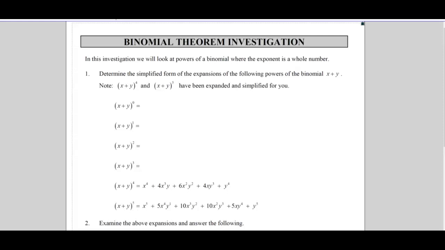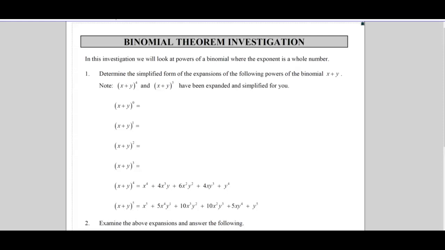So, binomial theorem investigation. We're going to put in some binomials. Notice how these are binomials. That's where the word comes from in the theorem. And we are raising them to different exponents. We've done x plus y to the fourth and x plus y to the fifth for you. I want you to fill in these. Should be pretty fast.